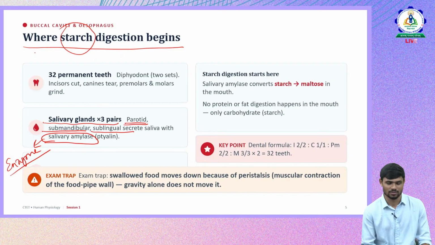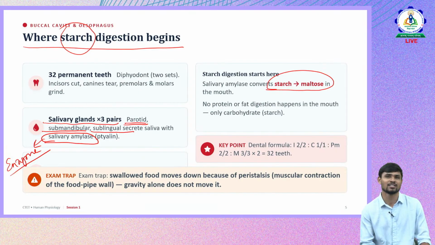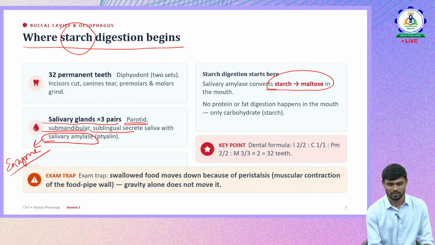It starts digesting. Okay, so again, to what it will be digested? Starch digested into maltose. It converts into maltose in the mouth. So no protein and fat digestion starts in the mouth. Please remember, no protein and fat digestion starts in the mouth. Okay, so it's only starch that gets digested.